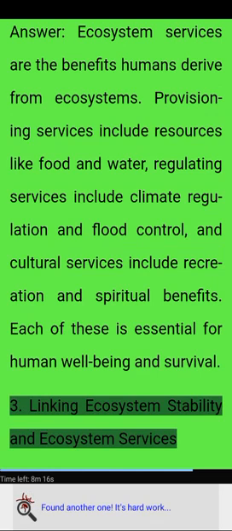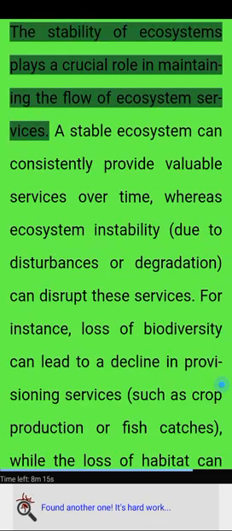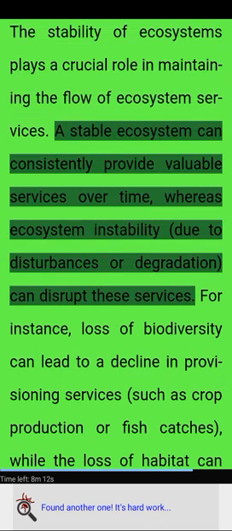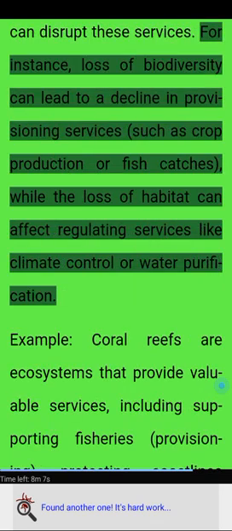3. Linking ecosystem stability and ecosystem services. The stability of ecosystems plays a crucial role in maintaining the flow of ecosystem services. A stable ecosystem can consistently provide valuable services over time, whereas ecosystem instability due to disturbances or degradation can disrupt these services. For instance, loss of biodiversity can lead to a decline in provisioning services such as crop production or fish catches, while the loss of habitat can affect regulating services like climate control or water purification.